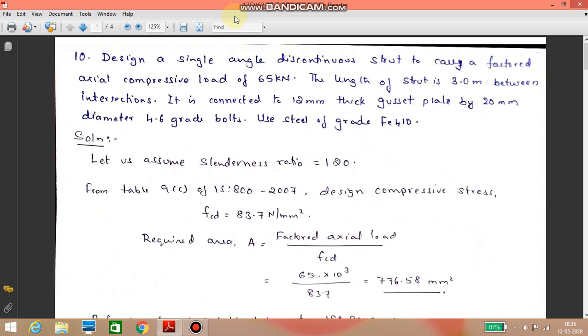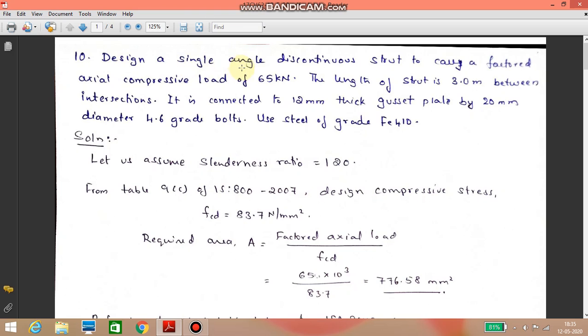Hello dear students, we will start with a few more problems. Hopefully the last two problems under the first part of design of compression members. In the next video lecture we will go with the battens and lacing systems. So we will start with the problem.